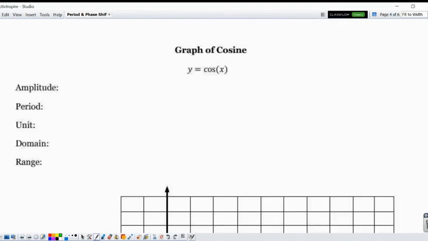All right, and last we're going to put the period change and the phase shift together with our cosine curve. Just a quick review of cosine, amplitude of 1, period of 2 pi. Just as we mark the sine graph with marks every pi over 2, we would do the same for cosine, has the same period. Our domain for cosine, same as sine, and the range also the same.